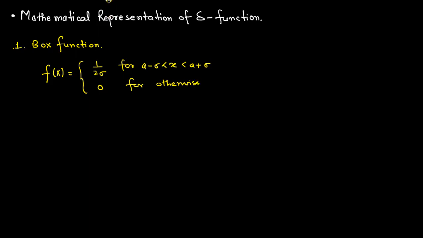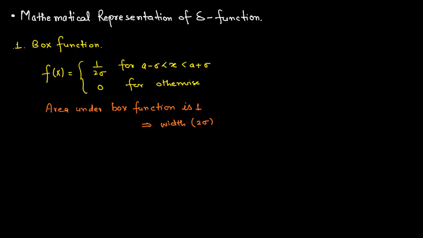But there is a key point in this function. We will keep the area under the box function to be unity, that is, the area under the box function is 1. So if 1 by 2 sigma represents the height of this function, then the width of the function will be 2 times sigma, so that the area is 1.